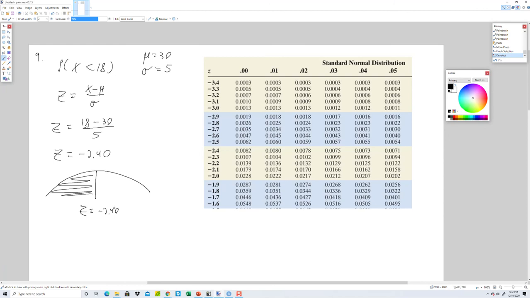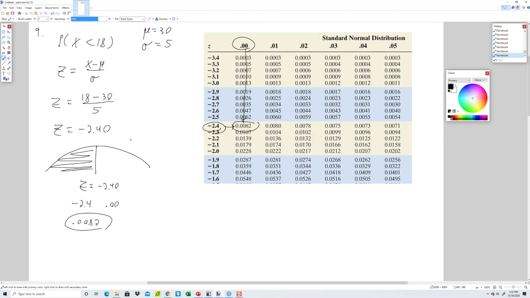Now, the reason why I put the 0 there is you have to keep in mind this is negative 2.4 for the first part of my number, and my hundredths place, since it isn't there, is a 0. So we're looking at the intersection of negative 2.4 and 0.00, which would give us this right here. So 0.0082 would be our answer. Okay, now let's do it again using R.